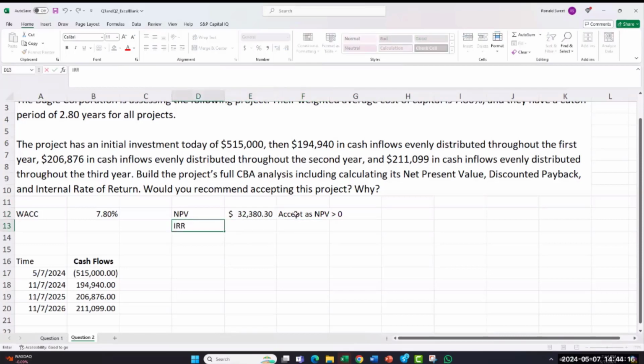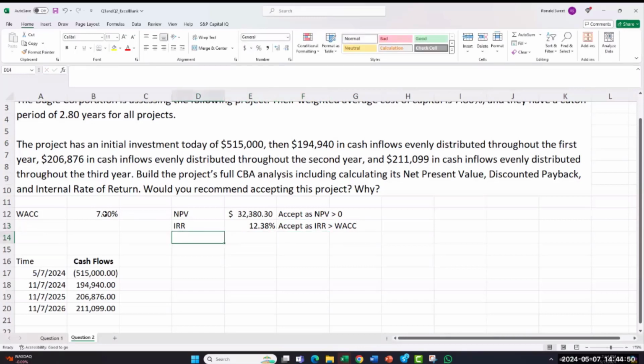The next one is IRR, same thing, equal X IRR. So I should actually give Bill Gates your grade versus you because he's doing all the work. But you start off with the values, then the dates. You don't need the guess generally. So pretty straightforward. Here, I definitely need the rule: accept as the IRR is greater than WACC, all right? So that 12.38% is greater than 7.8%.